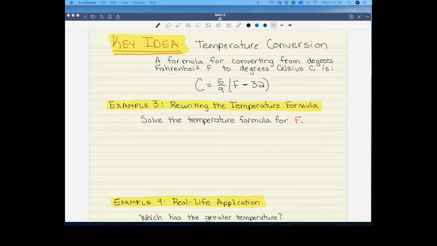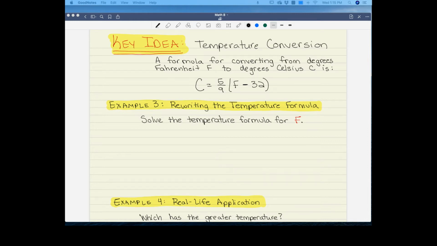And so there's a formula to convert from degrees Fahrenheit to degrees Celsius. If you know the Fahrenheit temperature, you can plug that value in and determine the Celsius temperature. In example 3, we're asking you to solve this temperature formula for F. What if we knew the Celsius temperature and we wanted to know what that equaled in Fahrenheit?